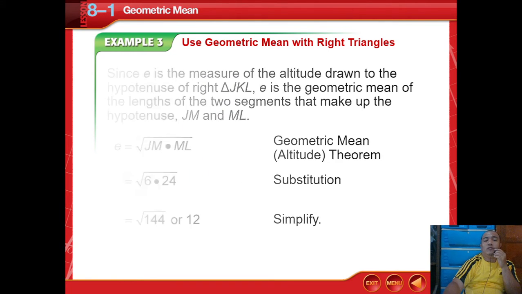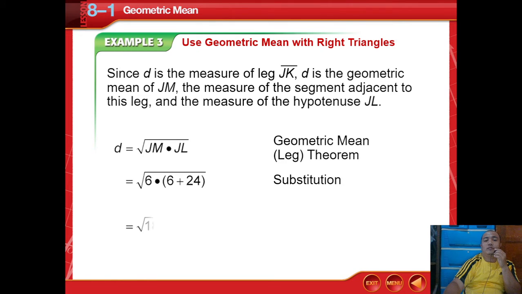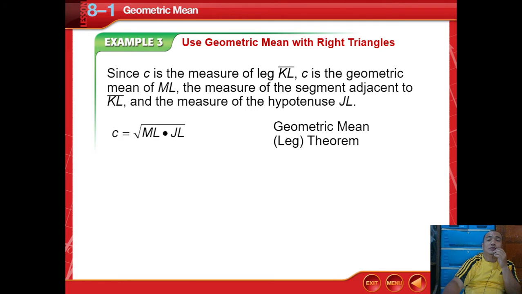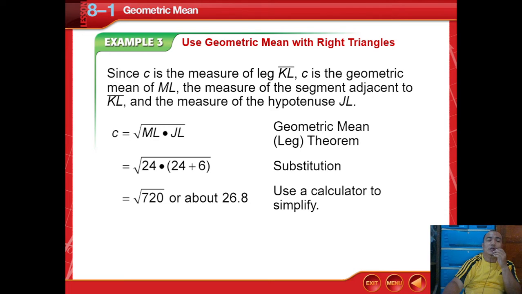So E is 12. How about D? 6 plus 24, the square root of 180 or 13.4. If you want to solve for C, 24 times 30, the square root of 720, or about 26.8 using your calculator to simplify. So E is 12, D is 13.4, C is 26.8.